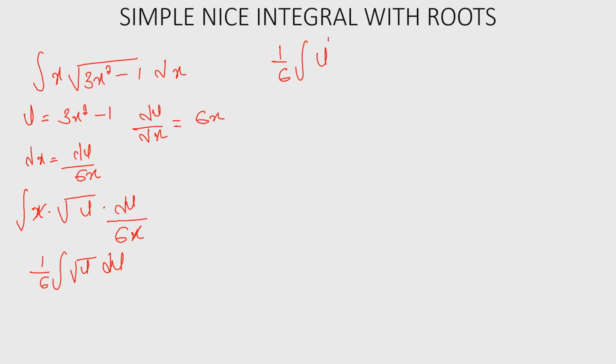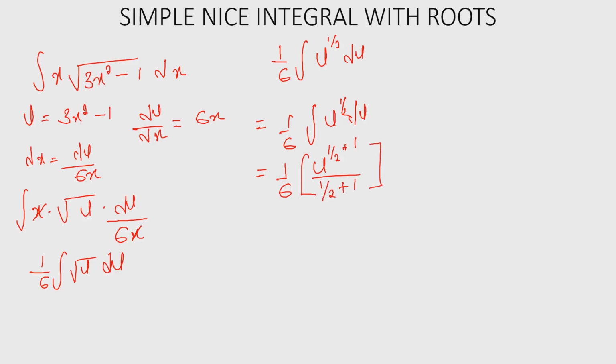The square root of u can be written as u raised to the power of half du, so it is equal to 1 over 6 integral of u raised to the power of half du. If you integrate u raised to the power of half, you are going to have u raised to the power of 1 over 2 plus 1, over 1 over 2 plus 1. So that is 1 over 6 times u raised to the power of 3 over 2, over 3 over 2.